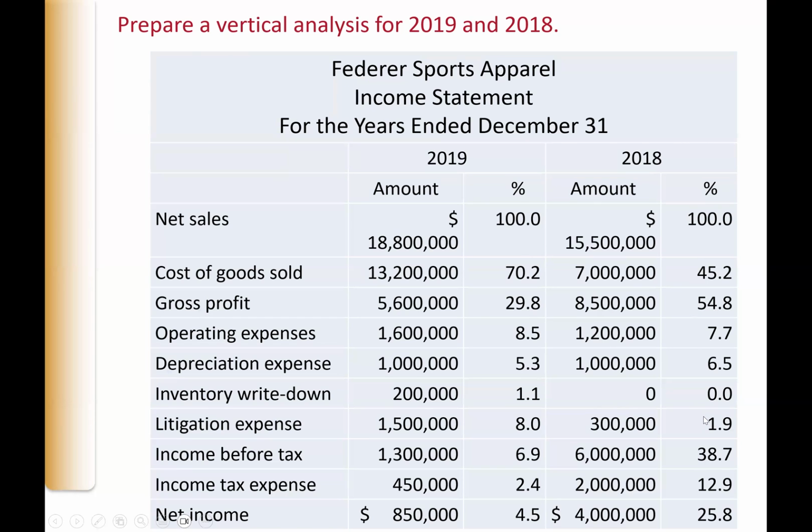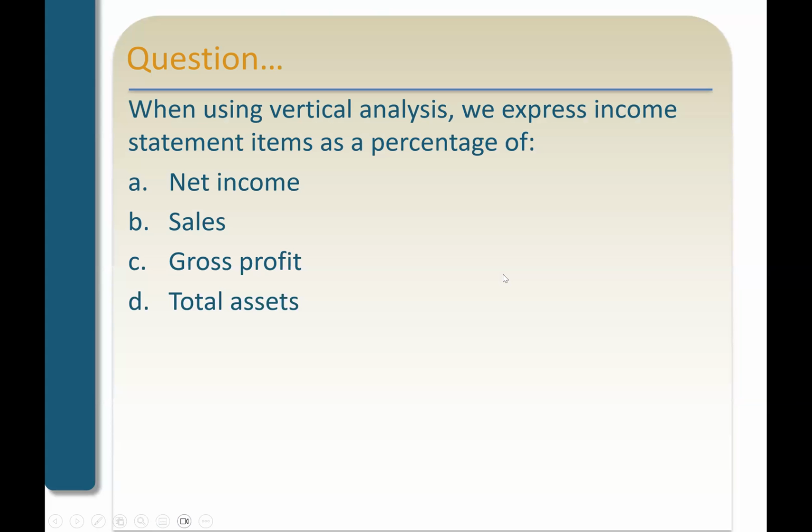Net income. How can in one year it be at 25.8% and then in another year it's at 4.5%? Clearly, it's in this cost of goods sold. So I'm just kind of putting some thoughts out there.